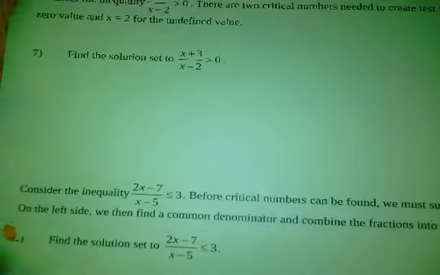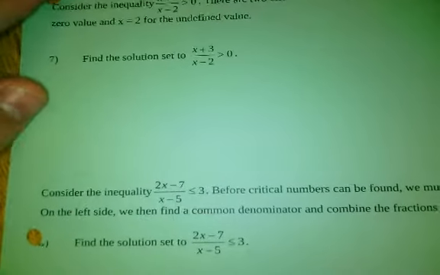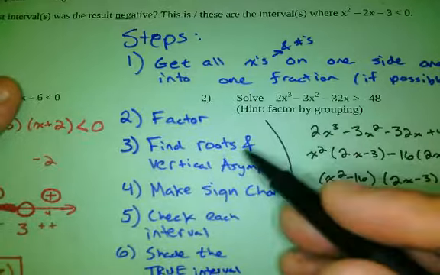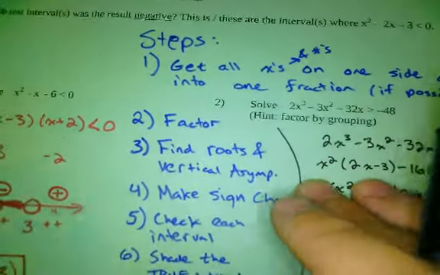Let's get to the rational stuff. Okay? We're going to do the exact same thing. Same steps that I originally wrote out, except now we're going to talk about fractions and vertical asymptotes. That's the only difference here.